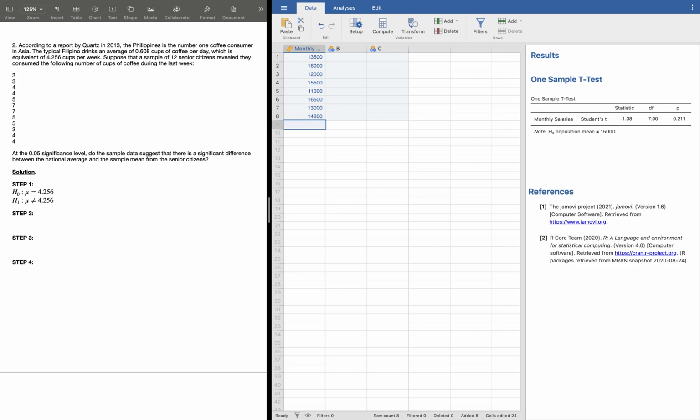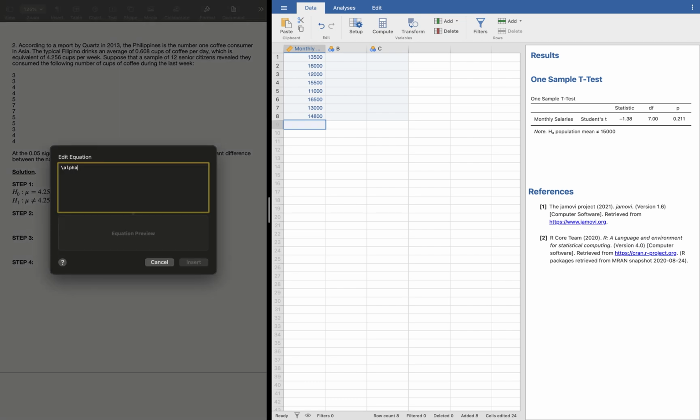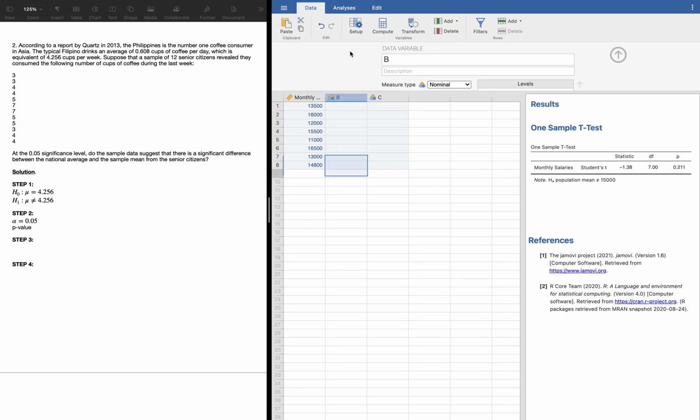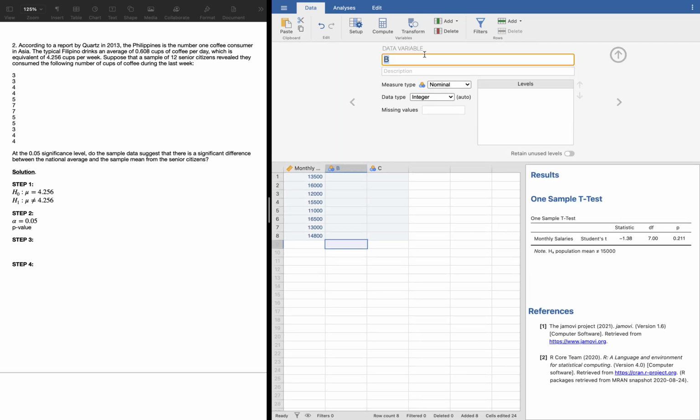Step two, we just want to have our alpha value to be 0.05 or 5%. We just want to clear that out. Then we will be getting our p-value. So what's our p-value? We need to input the data first. Let's go to Jamovi again. Let's set this variable and name it cups of coffee per week. This is continuous data, and then we'll input.